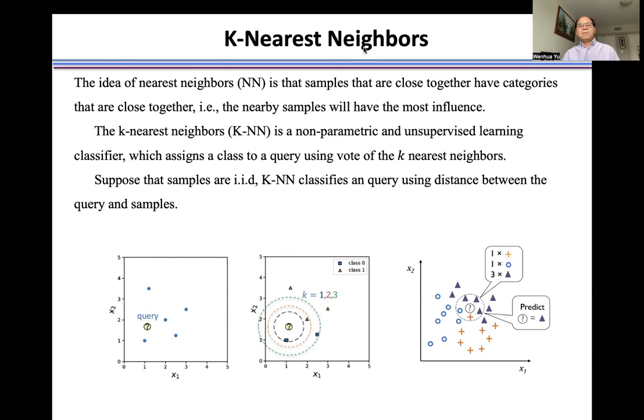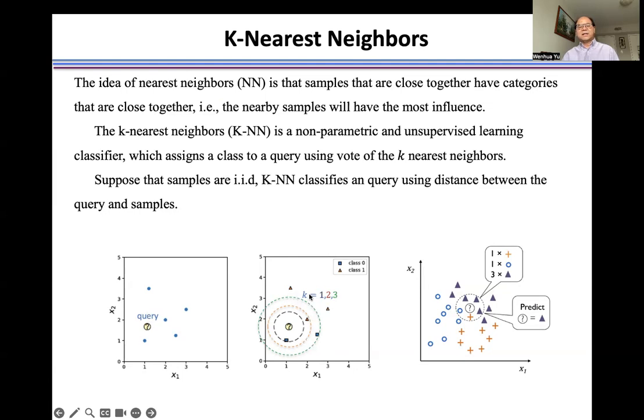The k nearest neighbors is a non-parametric and unsupervised learning classifier, which assigns a class to a query using a vote of the k nearest neighbors. Suppose that samples are IID, KNN classifies a query using the distance between the query and samples. For example, we have a query, we use the samples to determine the class of the query.